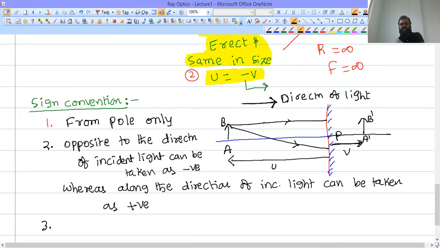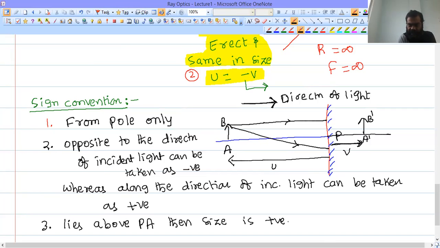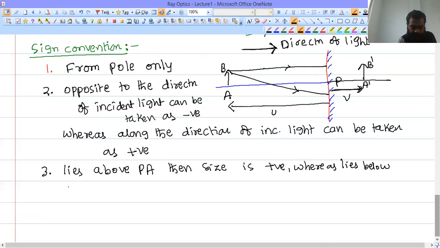Next, third rule, that is the last rule. If the object or image lies above the principal axis, then the size of the object or image is taken as positive. Whereas if the object or image lies below the principal axis, then it can be taken as negative. Okay, these are the three rules by which we can decide whether the object distance is positive or negative and the image distance is positive or negative.